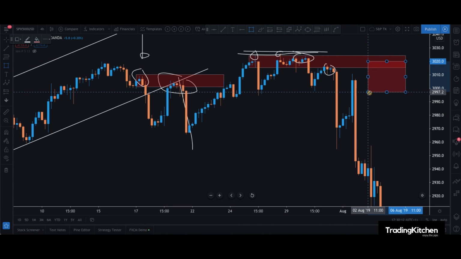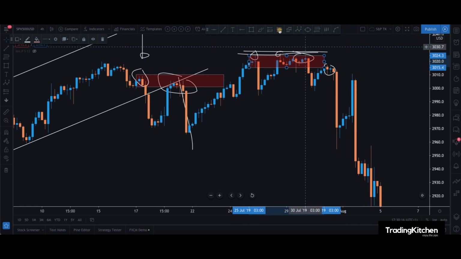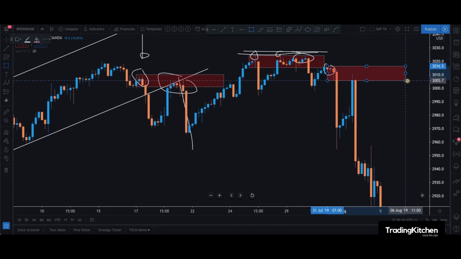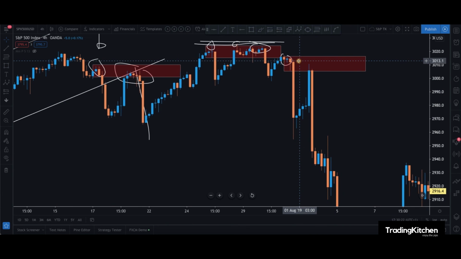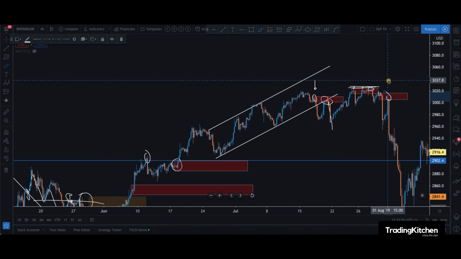Sorry. Here we have a pin bar. So this is a structure before an impulse. So this is a very good entry, etc., etc. Okay.